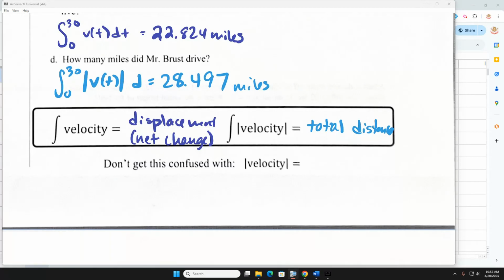Okay, so we also had the absolute value of the velocity another time. Do you remember what it is when you're not doing the integral of it? It's going to be a rate of change that doesn't have direction. Just speed, yeah.